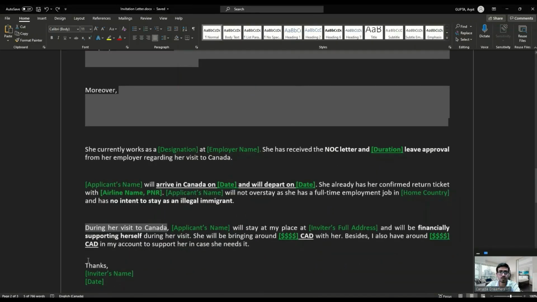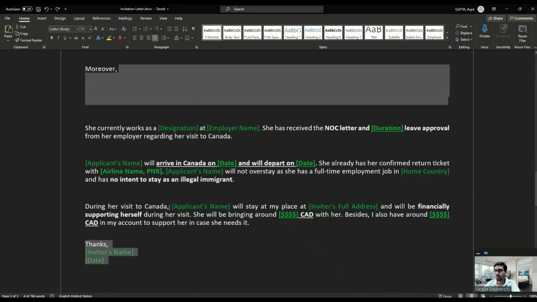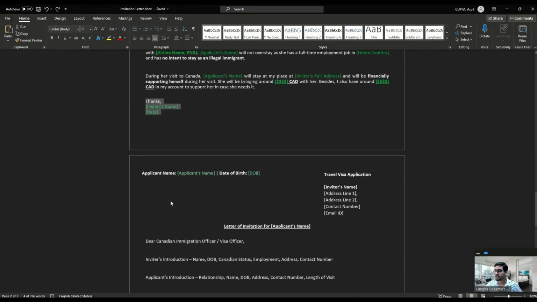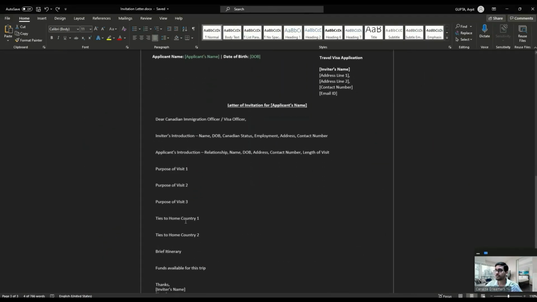And this is the information about the funds, how much money she is bringing to Canada and how she will be financially independent. So during her visit to Canada, she will stay at my place at this Canadian address and she will be financially supporting herself during her visit. She will be bringing around this much dollar with her. Besides, I also have this much dollar in my account to support her in case she needs. And then at last, just my signature and the dates. So this is the invitation letter format which I followed for my second TRV application.